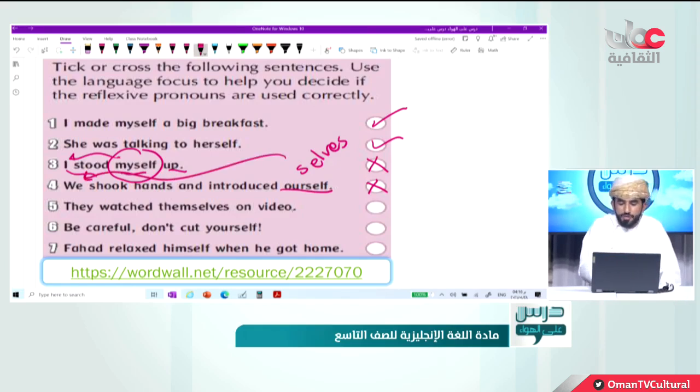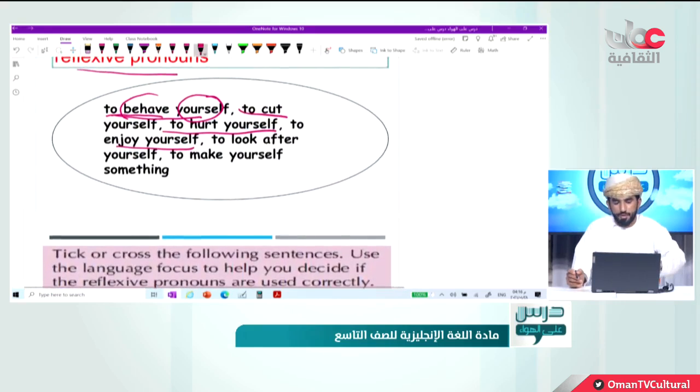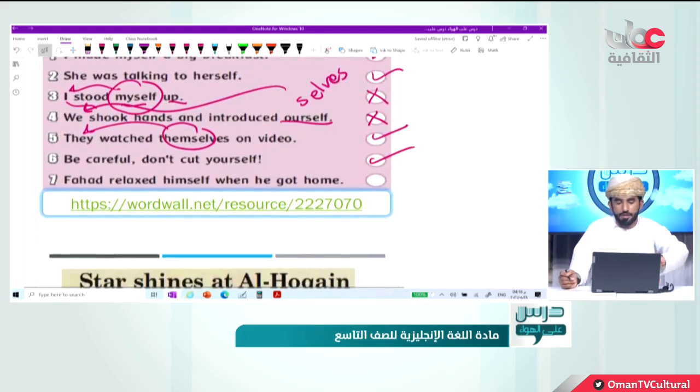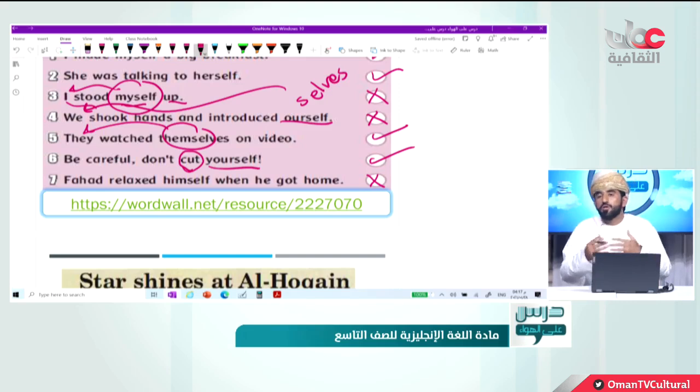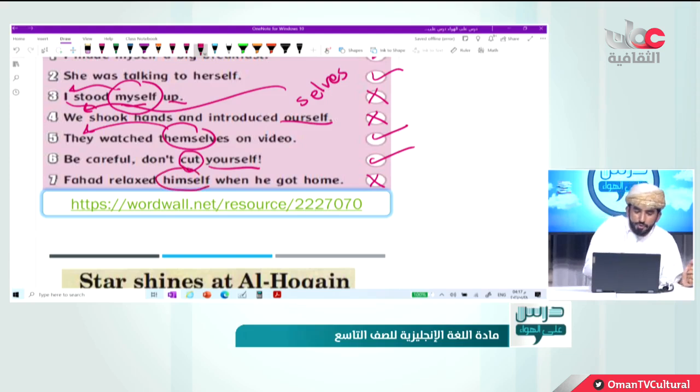Number 5. They watched themselves on video. Excellent. Correct. Themselves refers to they. What about: be careful, don't cut yourself. Excellent. Correct. We said that there are some verbs like to behave, to cut. They are followed by a reflexive pronoun. Like cut, have a look, this one. Cut, then yourself. Fahad relaxed himself when he got home. Exactly. Why? Because relaxation is something that people usually do. It's an action that all of us as people usually do. So we don't have to write the reflexive pronoun himself. Yes, it is. Thank you so much.